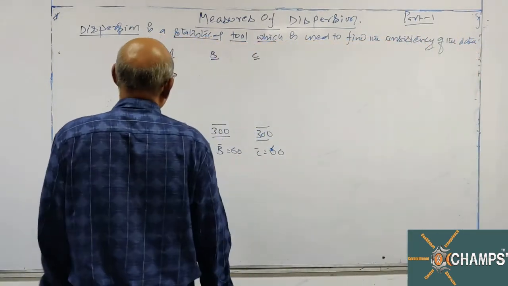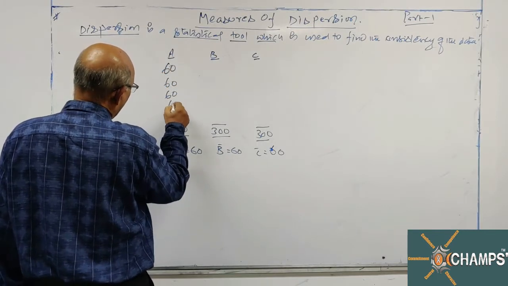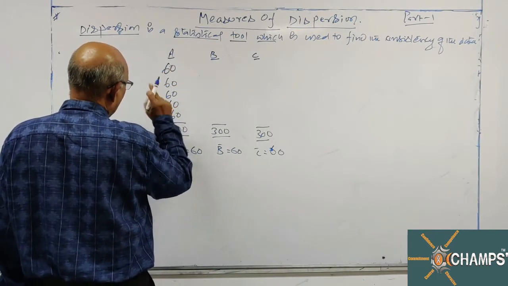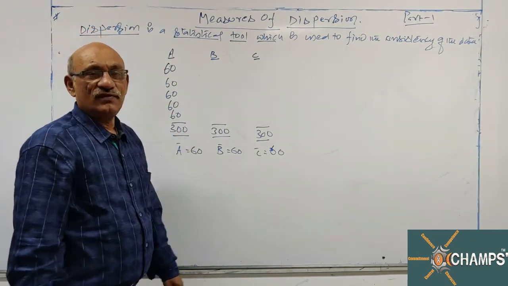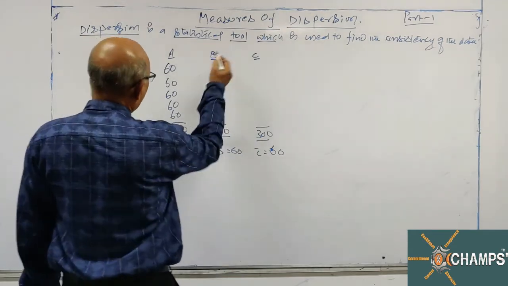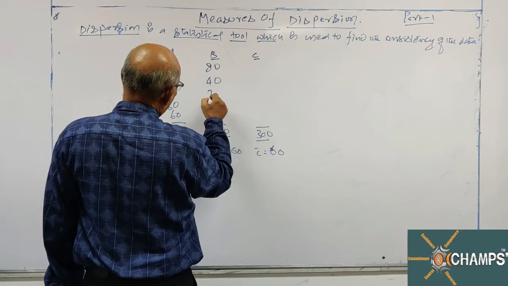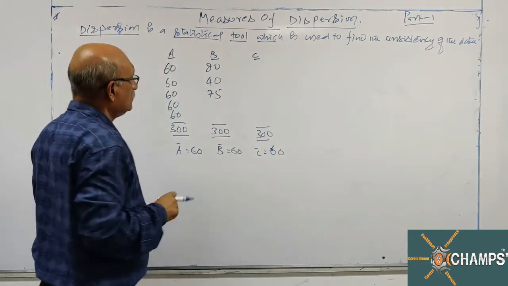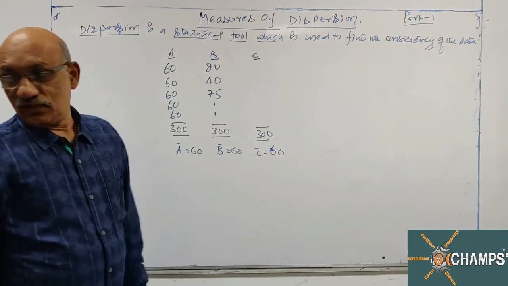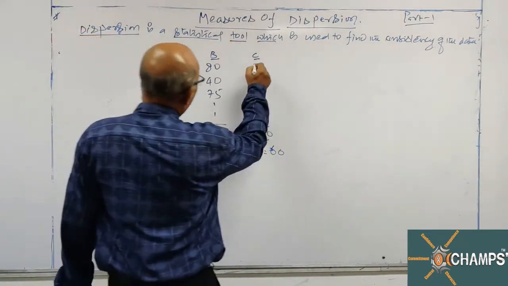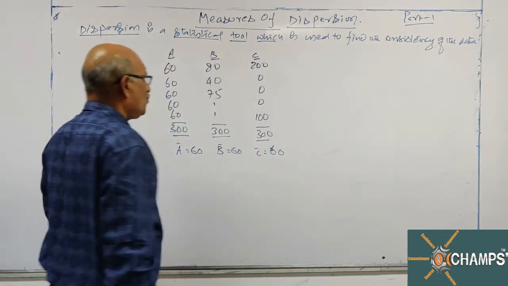Let us go to the individual performance. First player has scored runs in this manner. First player has scored 60 runs in each of these 5 innings. Another player: 80, 40, 75, and two more values. Total is equal to 300. Let us see, 200, 0, 0, 0, 100. This way.